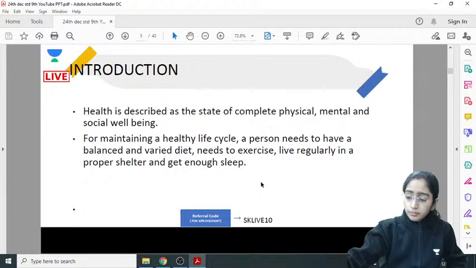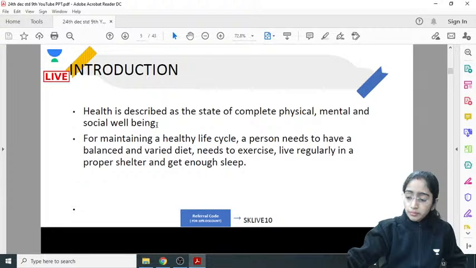If I talk about health, it's not only the physical status. When we talk about health, we take all three conditions: physical, mental and social well-being. Health is described as a state of complete physical, mental and social well-being. What do you mean by this? If I say I'm suffering from a fever, it doesn't mean that I'm healthy. Basically, even if I'm not having any fever and I'm giving the lecture, if I'm not mentally present, I'm still not healthy. So health is described as the state of complete physical, mental and social well-being.